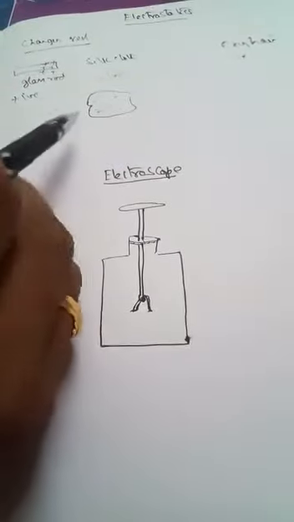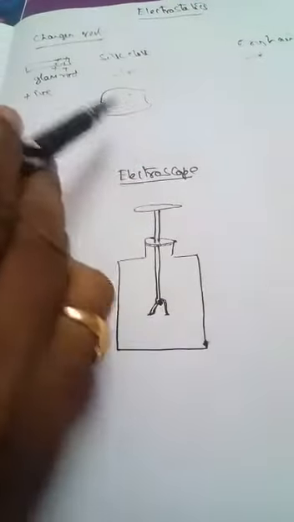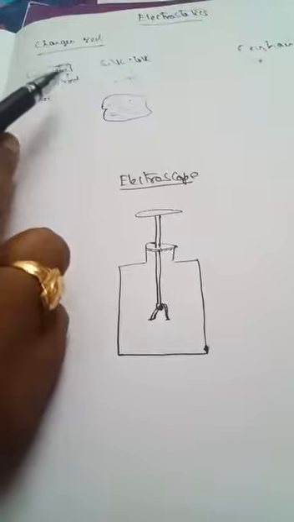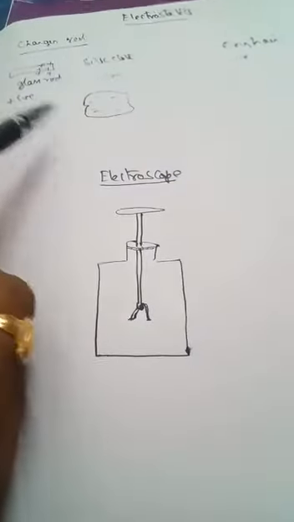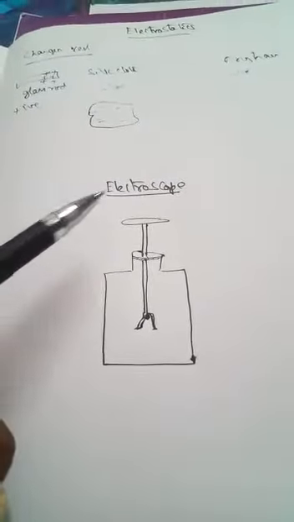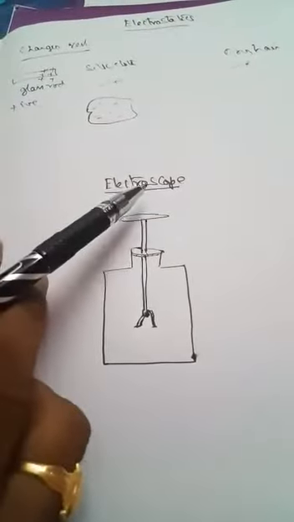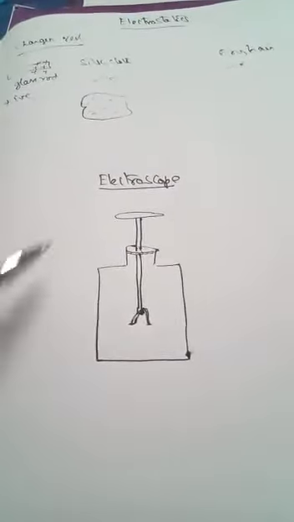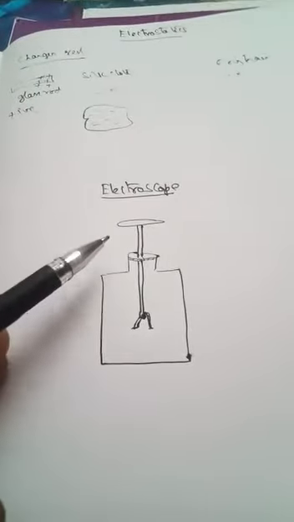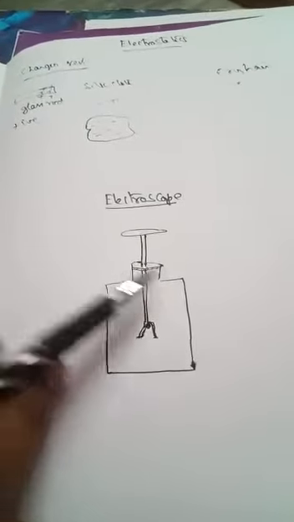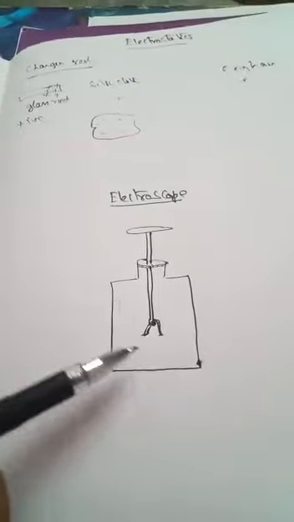Now in continuation, we have to learn how to check whether a charge is present on any substance or not. For this, we are going to take one instrument called an electroscope. The diagram of the electroscope is there in this way. If you can observe, it is a glass chamber, totally evacuated.